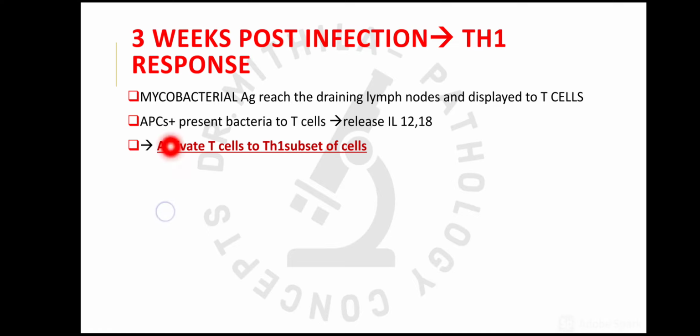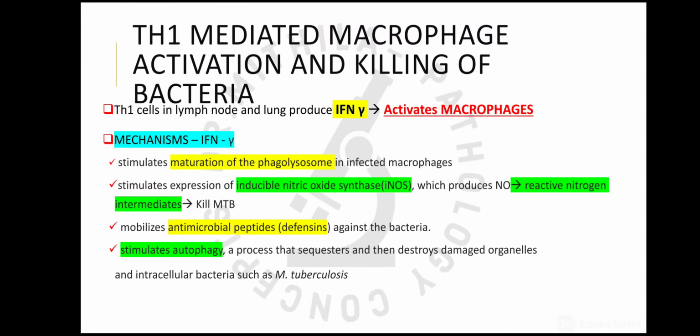The antigen presenting cells like macrophages present the bacteria to the T cells, and when they do, it causes the release of certain cytokines like interleukin 12 and 18. When these are released, interleukin 12 and 18 will activate the T cells to the Th1 subset of cells. So T helper 1 cells will be stimulated to form when the antigen presenting cells present the bacteria to the T cells.